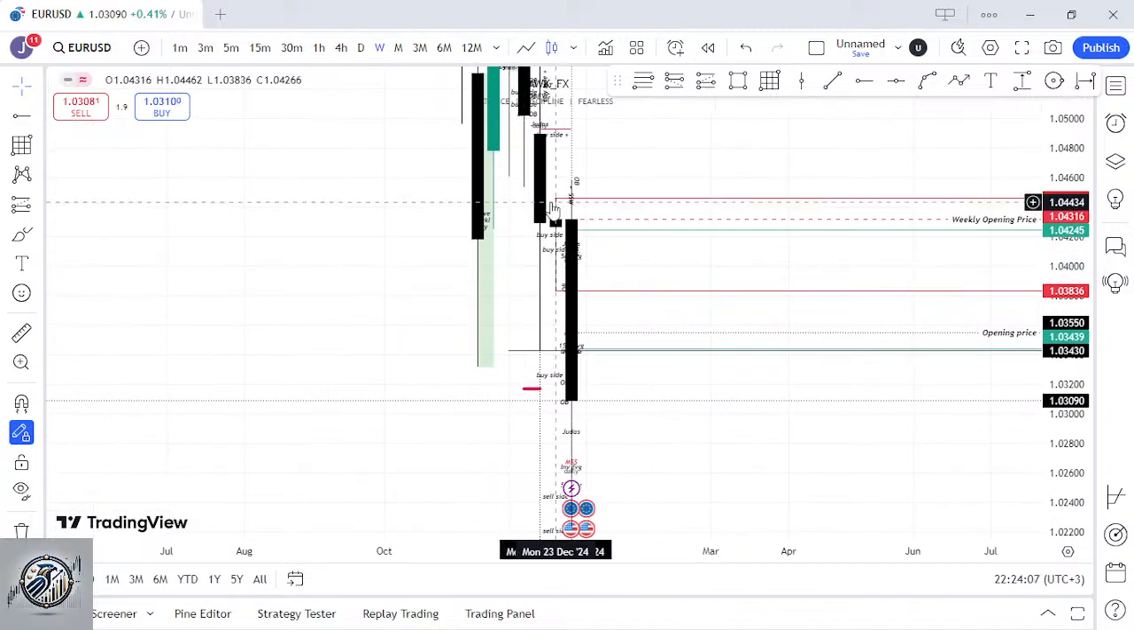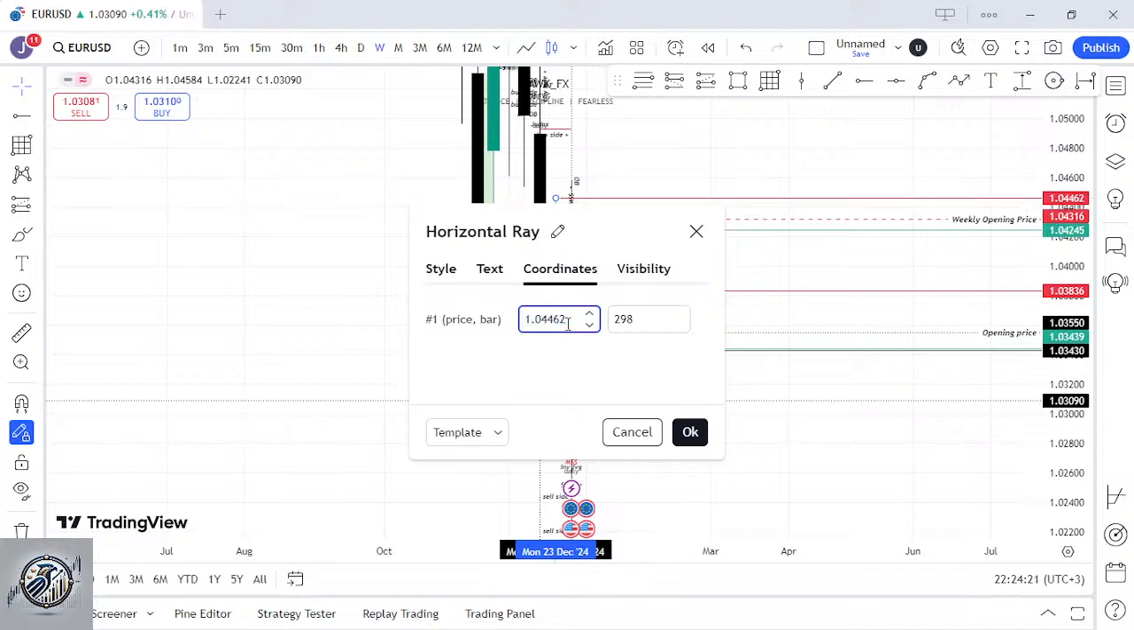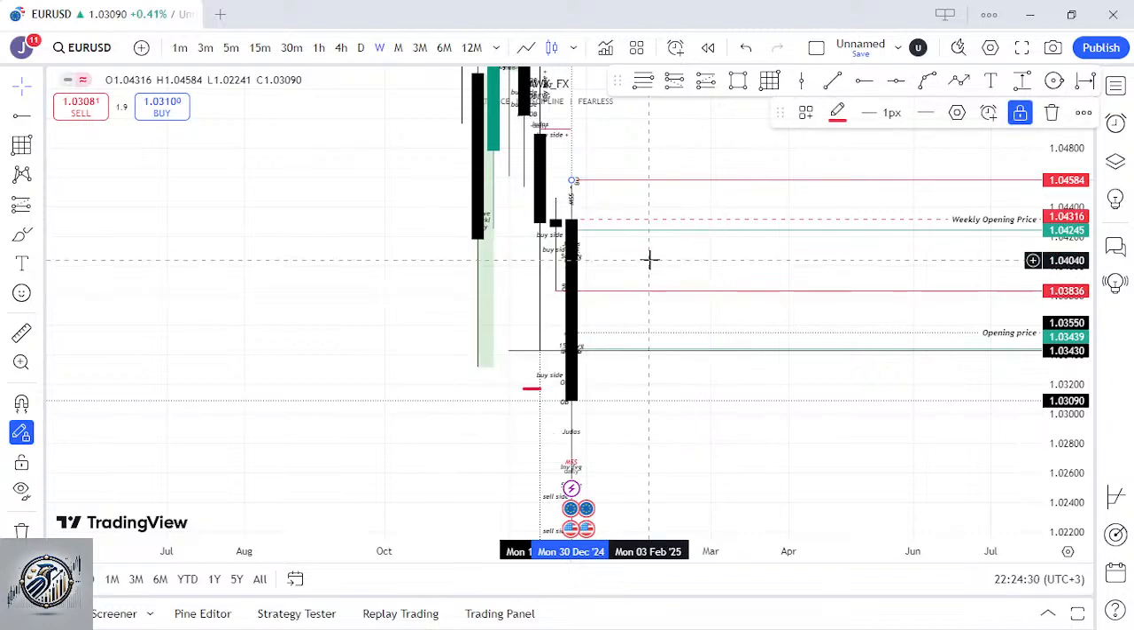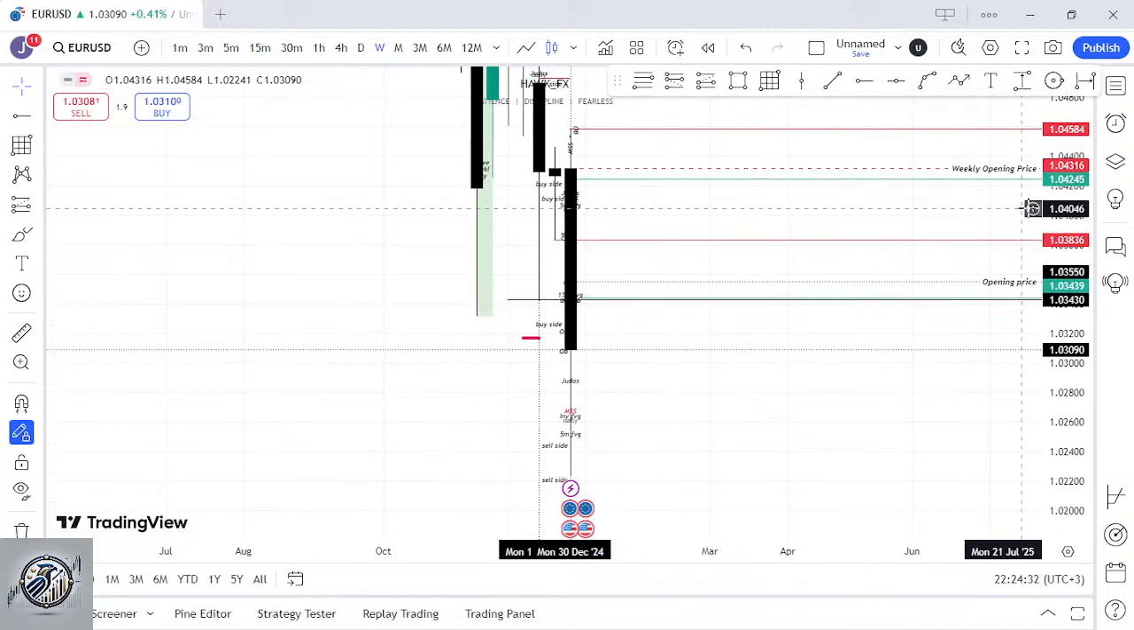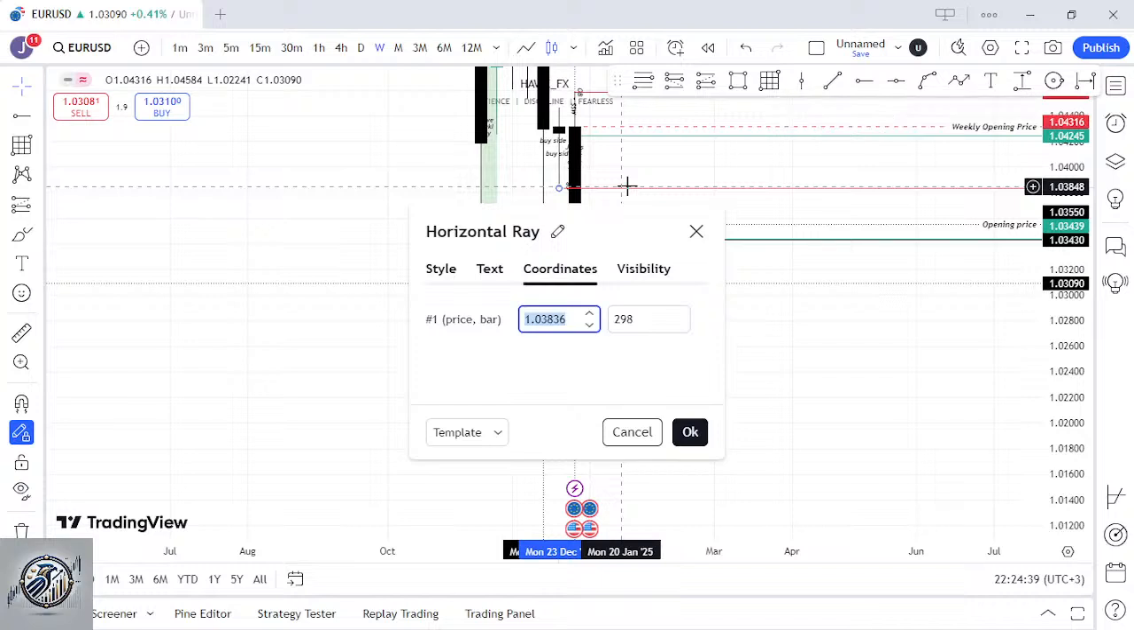Last week we swept the buy side and sell side of the previous week. So this high is formed at 1.04584, and yeah, still denoting the chart. I'm using the red lines to denote this part of the chart. And then the low is 1.02241.